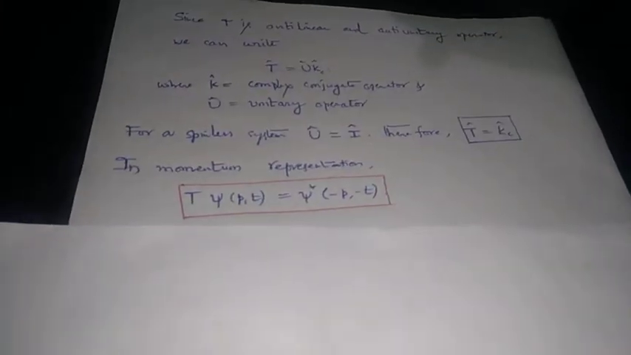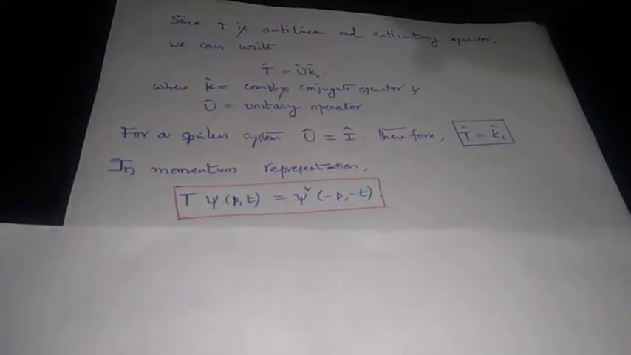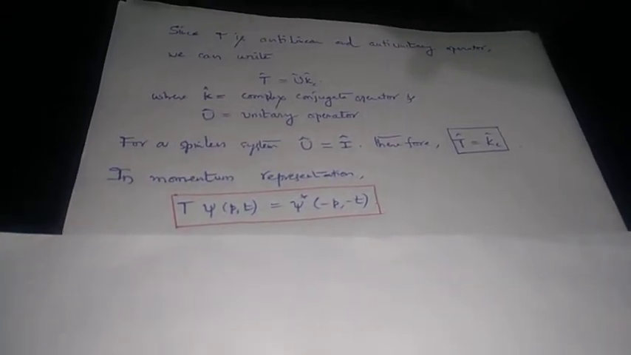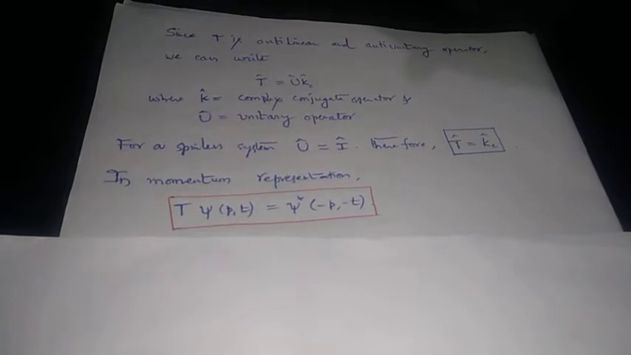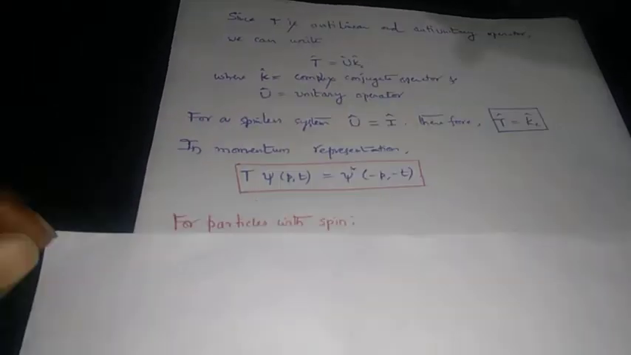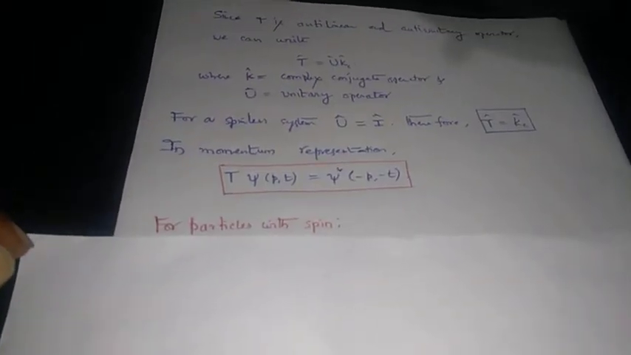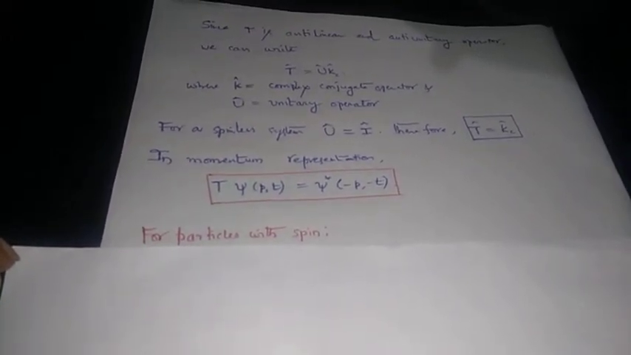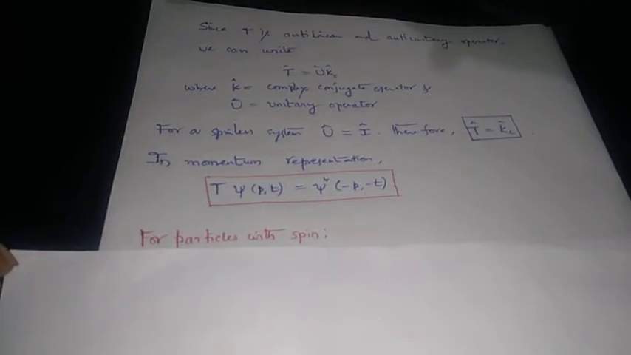And in case the wave function is represented in momentum representation, then we can write T acting on psi(p,t) is equal to psi star(−p,−t). Next we discuss the time reversal operator for the case when the particles or the system have some spin.